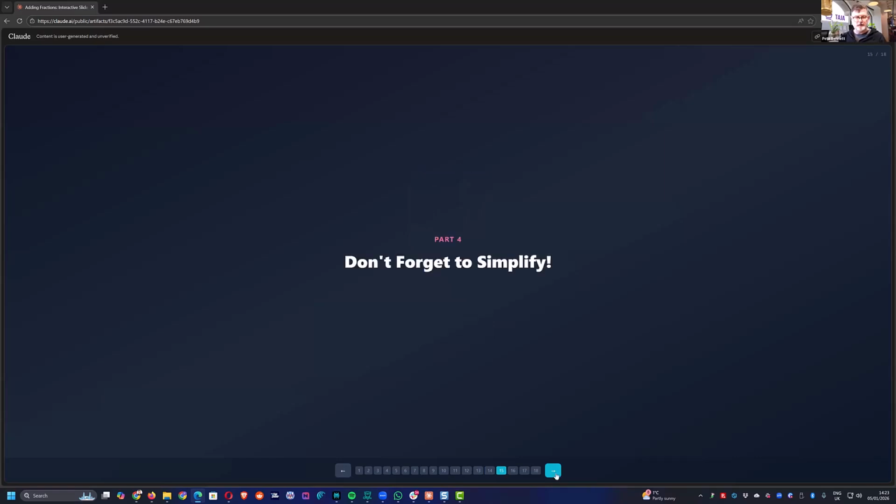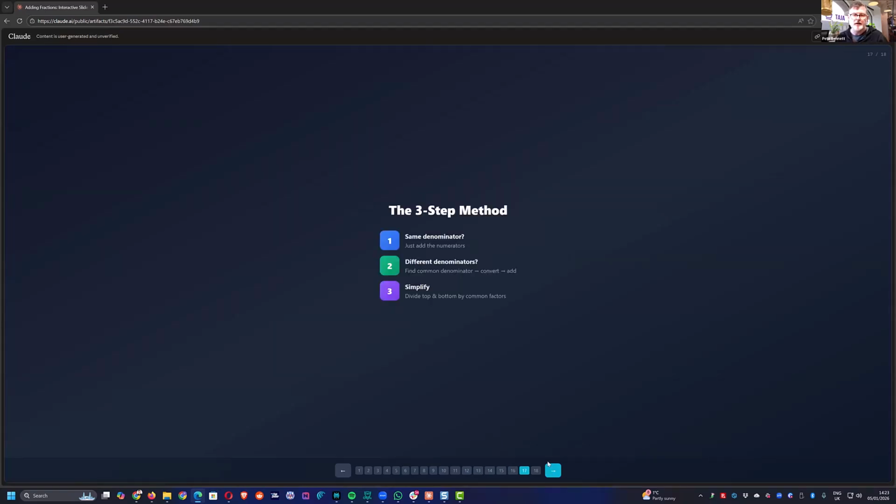Don't forget to simplify, though. This is one thing that a lot of people forget. They come to the right answer, but they don't simplify, which is basically making it as simple as possible. So 6/8 is the same as 3/4, because you can divide 6 and 8 by 2, and you get down to 3/4. So here's a summary then.